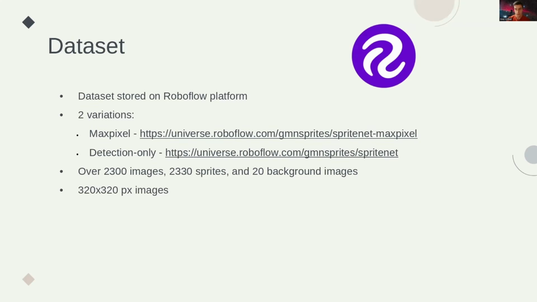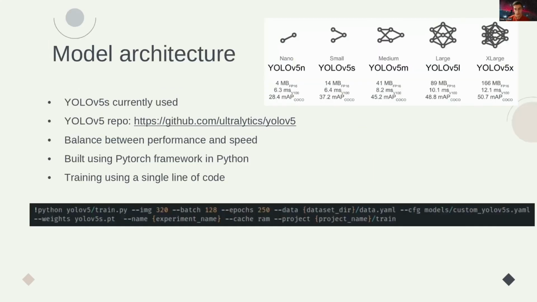I manually labeled over 2,000 images of sprites and have split them into two datasets, one which contains max pixel frames and the other contains detections only. And both of them had images rescaled to 320 pixels. For the model architecture, I decided to use the YOLO architecture, which is popular in these problems.